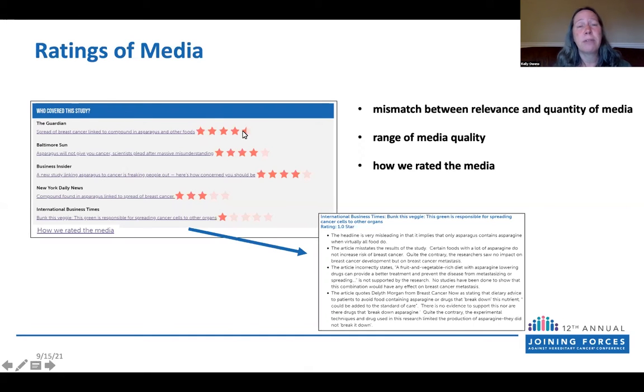So we give a rating of 1 to 5 stars. Some articles in the media were written quite well. Others were written poorly. And we evaluate that media based on a set of rubrics, a standardized way of looking at the quality, and do a breakdown of why we rated a particular piece in a particular way. So in the case of this article that got 1 star, the headline's very misleading, the article misstates a number of things, and so on.